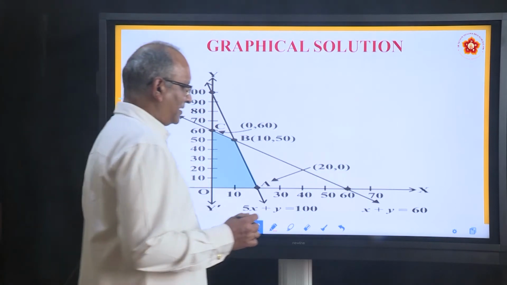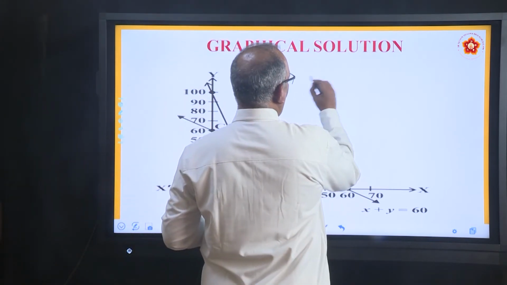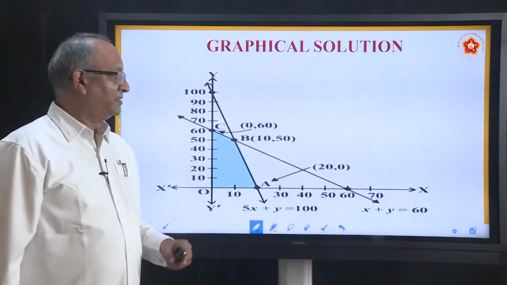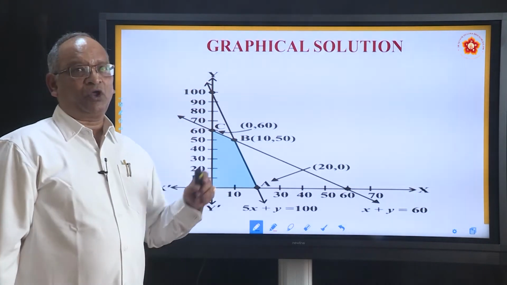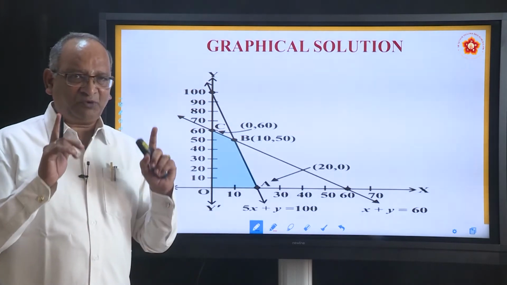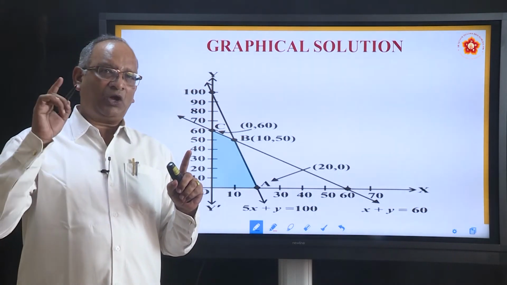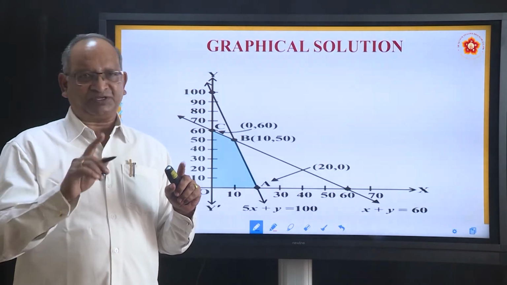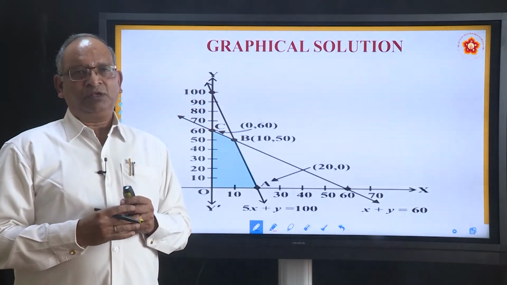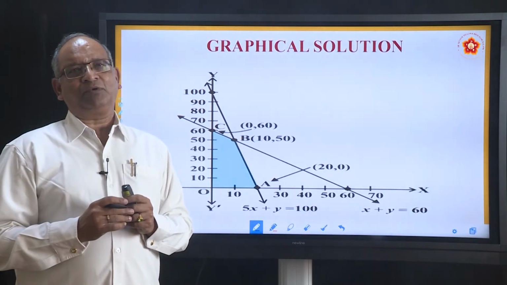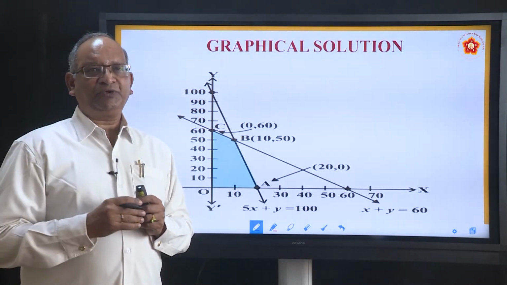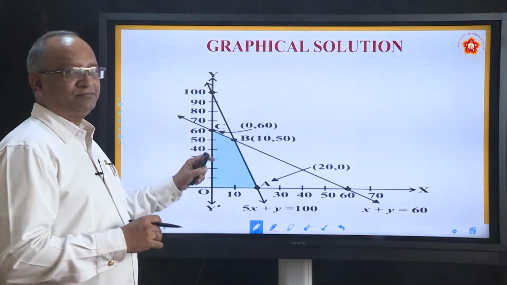What were the constraints? Constraints were x is greater than or equal to 0. So how is this graph being drawn? The first and foremost thing which you have to do is convert all inequalities into equations. How do you do that? By replacing them with the equal to sign. So the first one was x is greater than or equal to 0. So what is the equation? x equal to 0. x equal to 0 is the equation of the y axis.